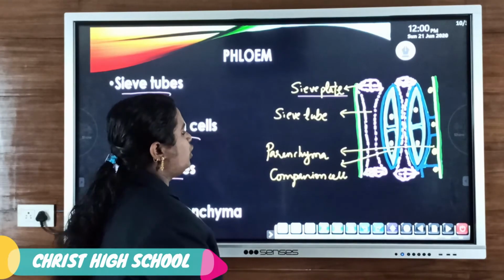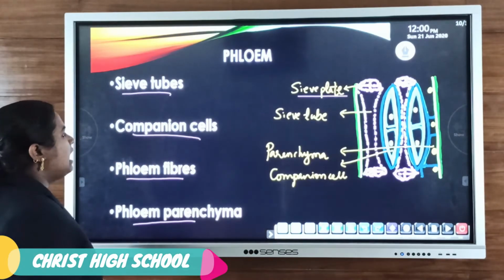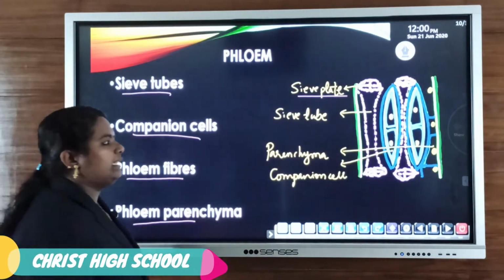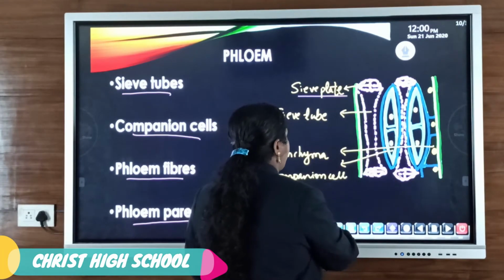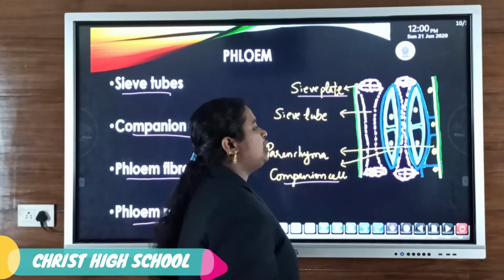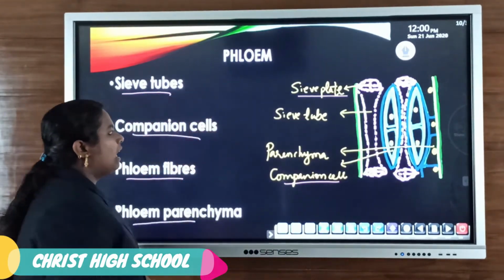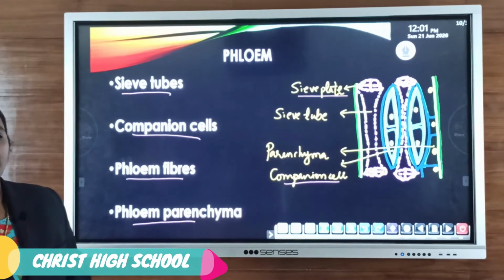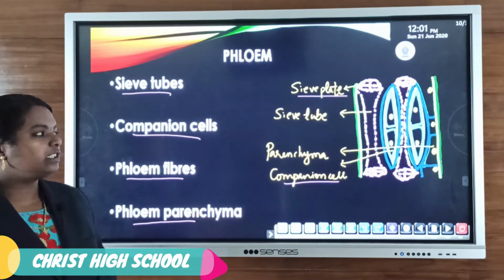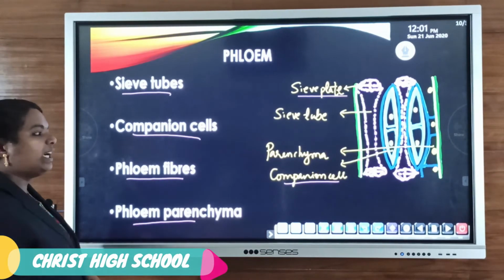Here is the sieve tube along with the sieve plate and companion cells. These blue colored parts are the companion cells. The main function of companion cells is that they help sieve tubes to carry out their function. And the third one is phloem fibers.